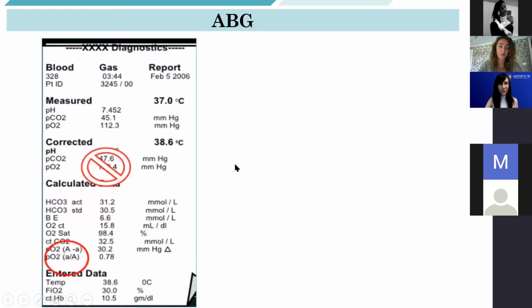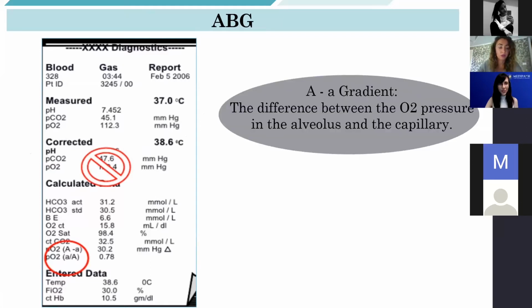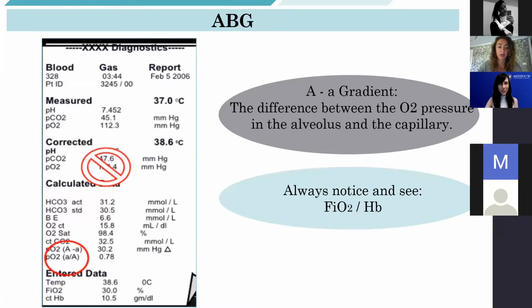Next, please. So, in this slide, you can see what the arterial blood gas analysis actually looks like. You have the measured and the calculated parameters. And in the lower part, you will notice that you have some gradient, which is big A minus small a. That gradient is showing you the difference between the oxygen pressure in the alveoli and in the capillary of the patient. And when you look at these arterial blood gases, remember that you should always notice the inspired fraction of oxygen and the hemoglobin of the patient.